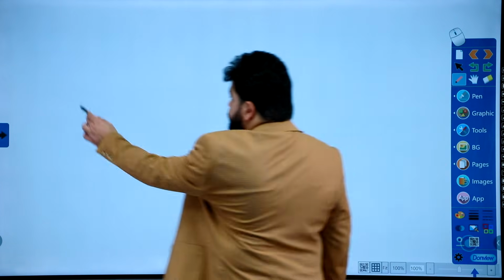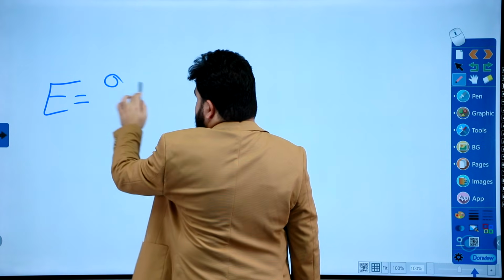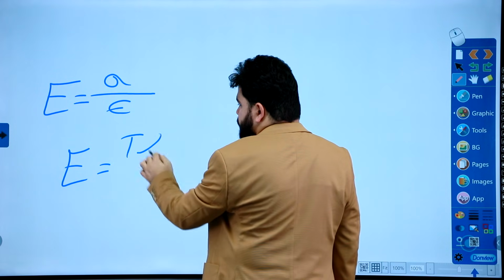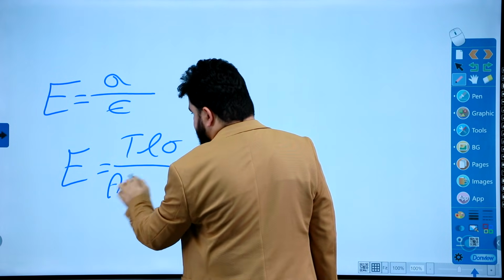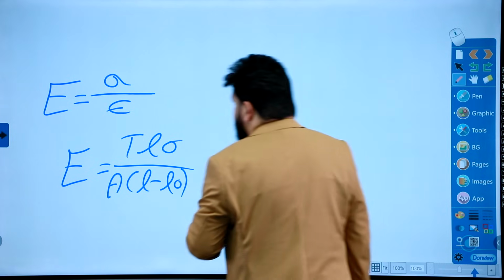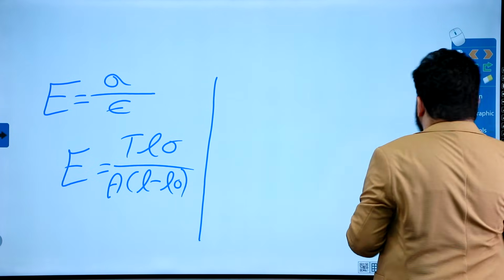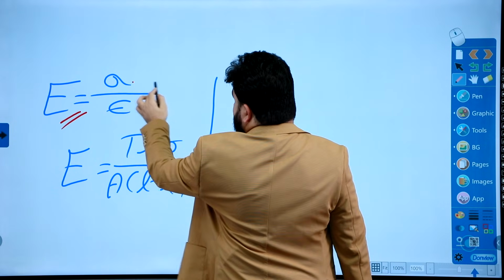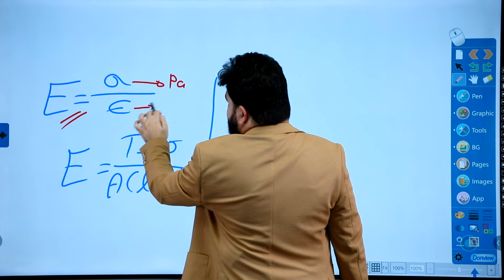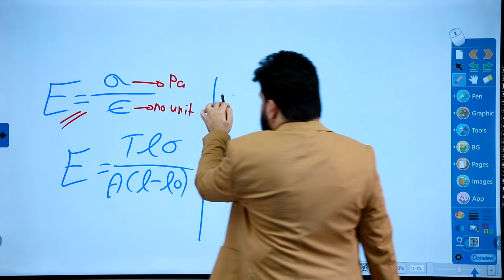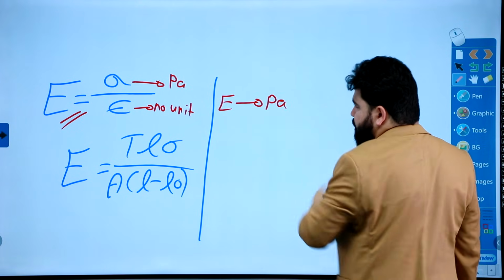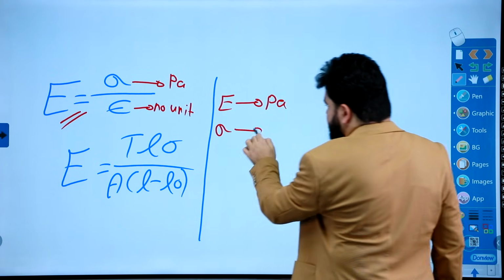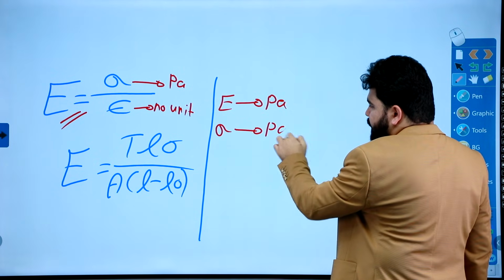So this is stress and strain. We also have Young's modulus, which is equal to stress divided by strain. This is my first equation. We also have this equation, which is tension multiplied by initial length divided by area multiplied by elongation. If I ask you what is the unit of Young's modulus, you know that stress is measured in Pascal. Strain has no unit, so the unit for Young's modulus is Pascal. Be careful.